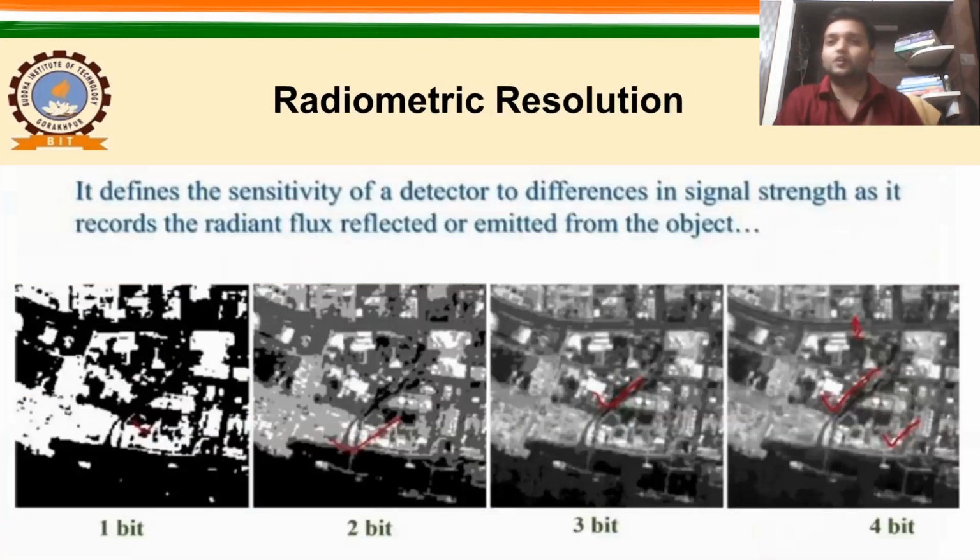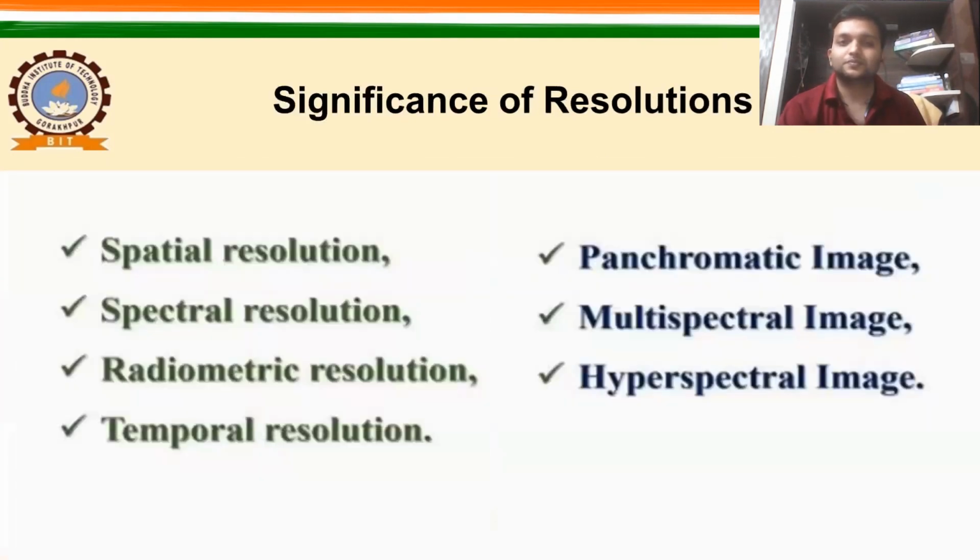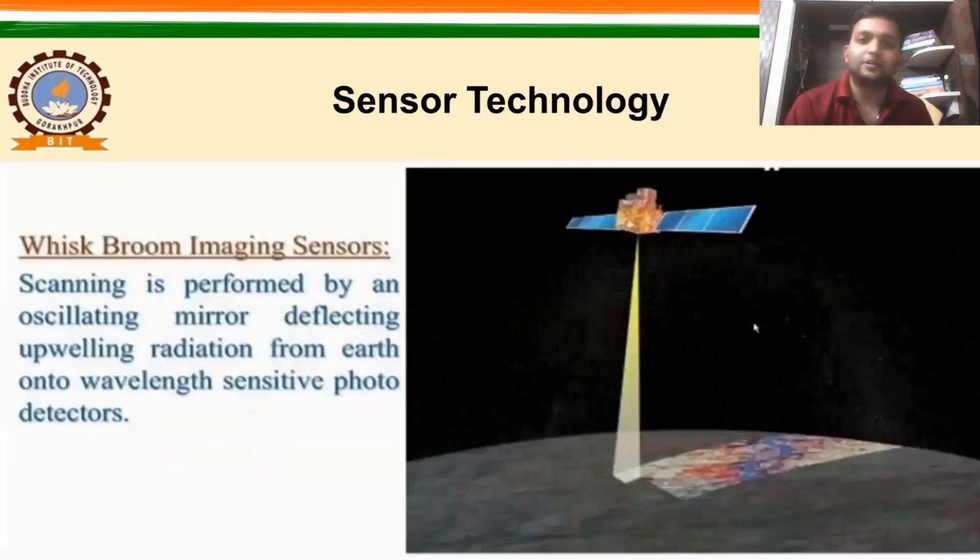Then we talked about radiometric resolution, which defines the sensitivity of a detector to differences in signal strength as it records the radiant flux reflected or emitted from the object. Then we have seen the significance of resolution: spatial, spectral, radiometric, temporal, panchromatic, multispectral, and hyperspectral.